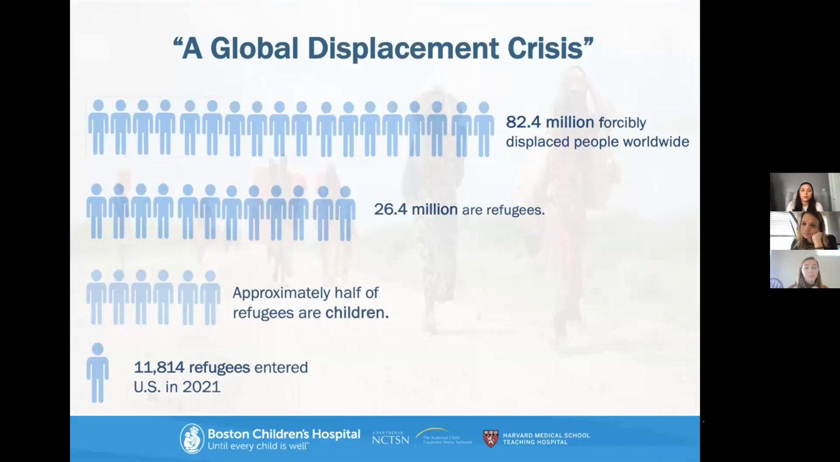Also, as we'll look at both the refugee experience and immigrant experience, it's worth mentioning 6,000 undocumented immigrants were apprehended daily at the US southern border in 2021, and about 11,000 unaccompanied children were in custody in 2021 as well.